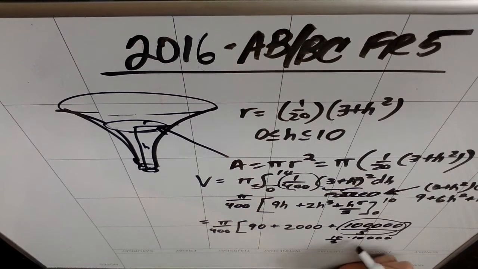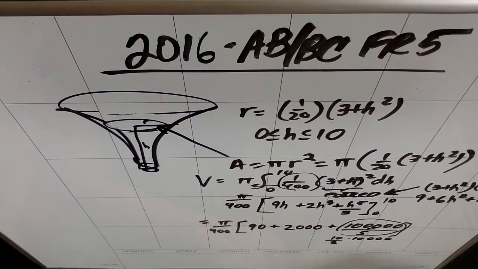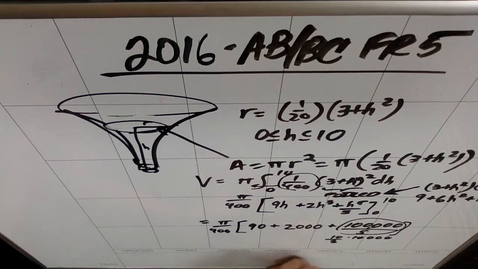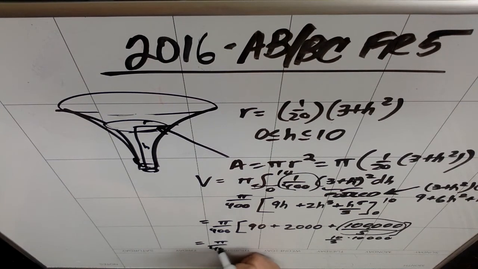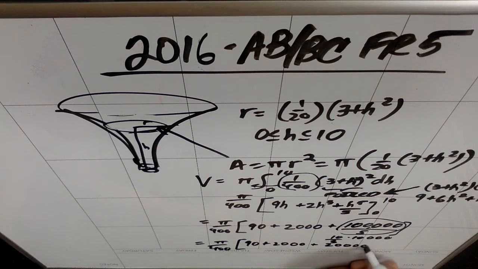So you could just make that 10 over 5. Like you can make that a 2. So basically you get 20,000, right? So what's going to happen is you get that this is a pi over 400. And then in here you get a 90 plus a 2,000 plus a 20,000.